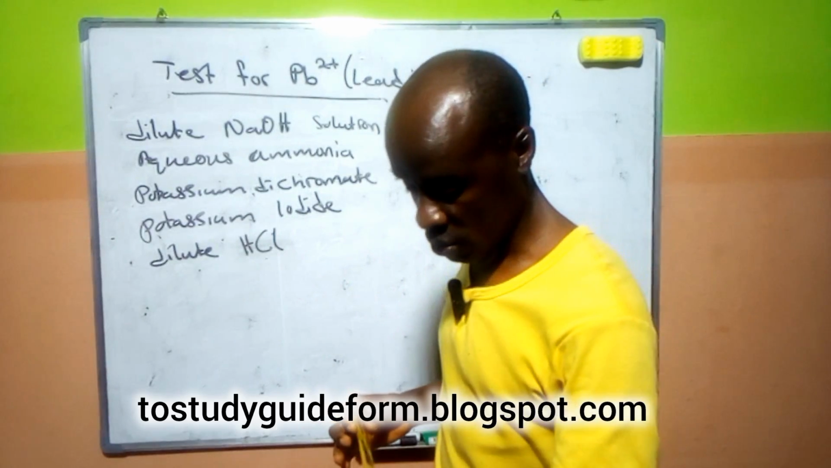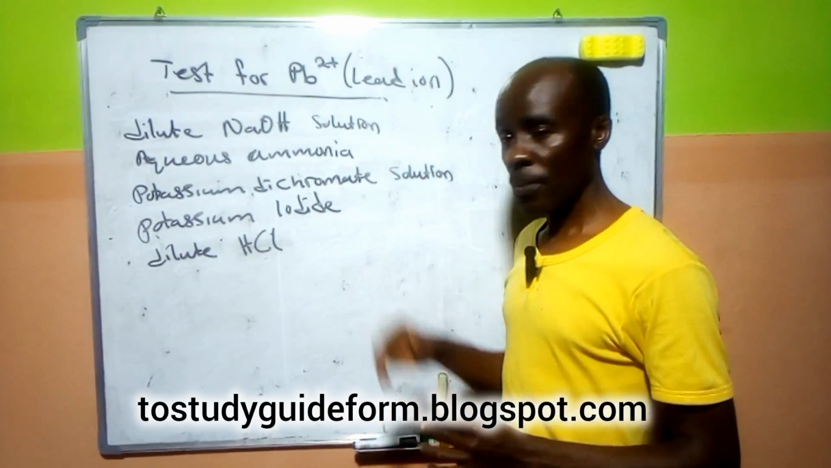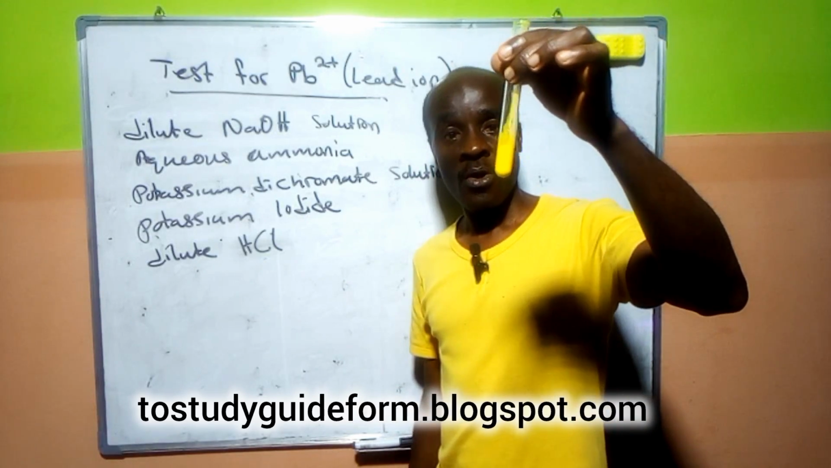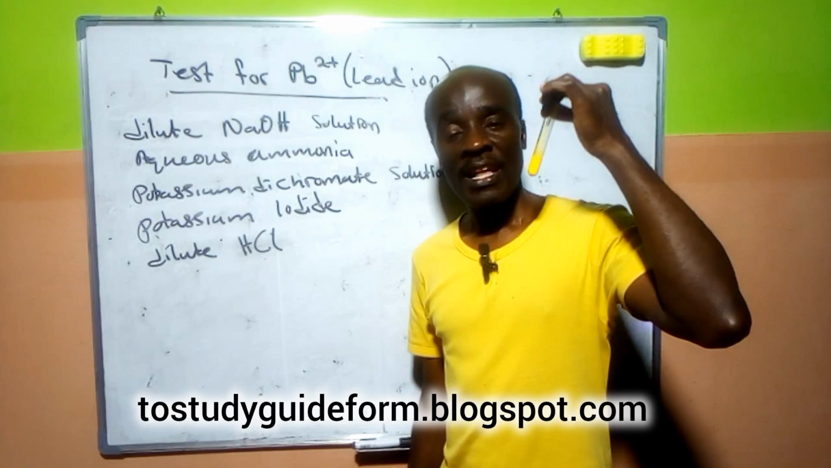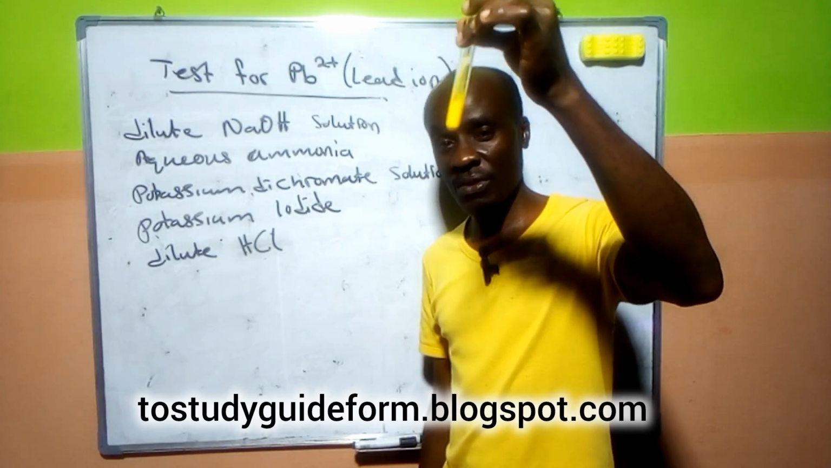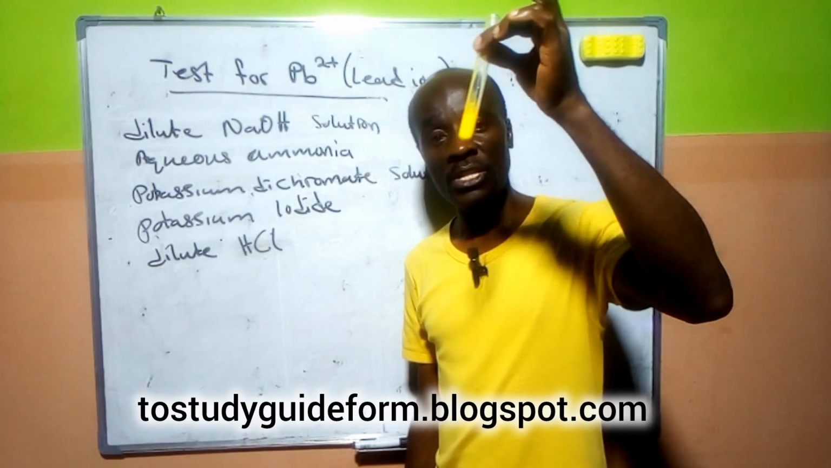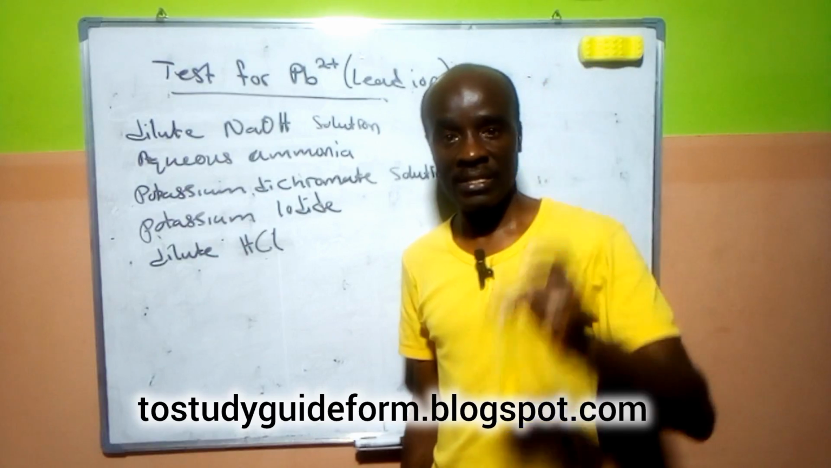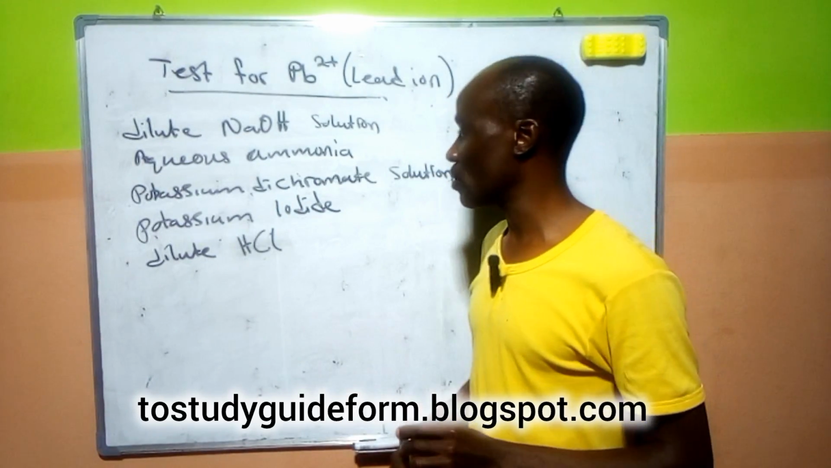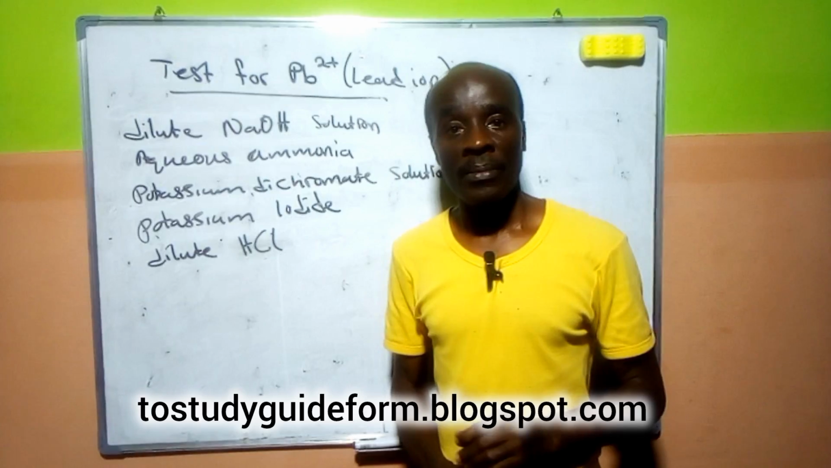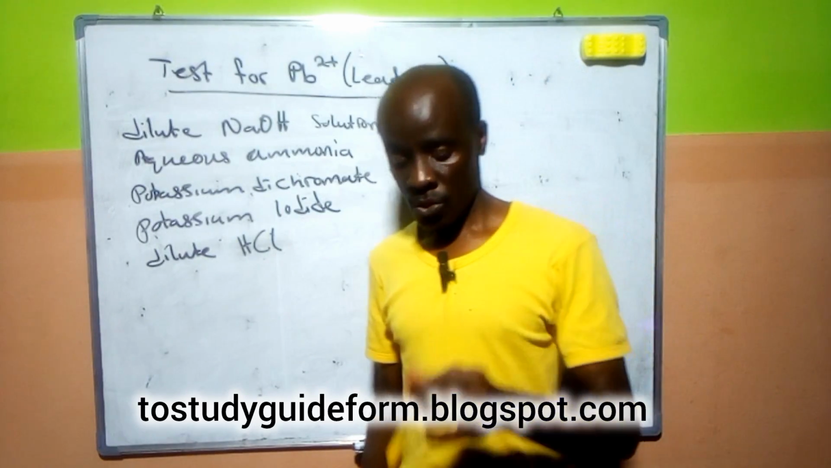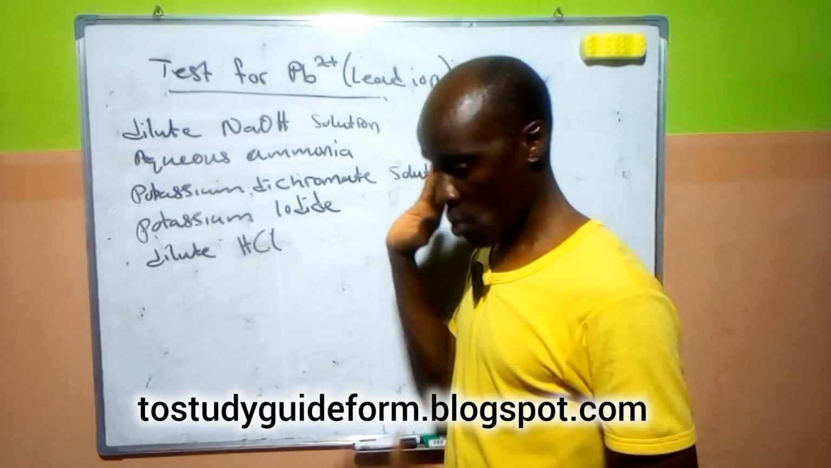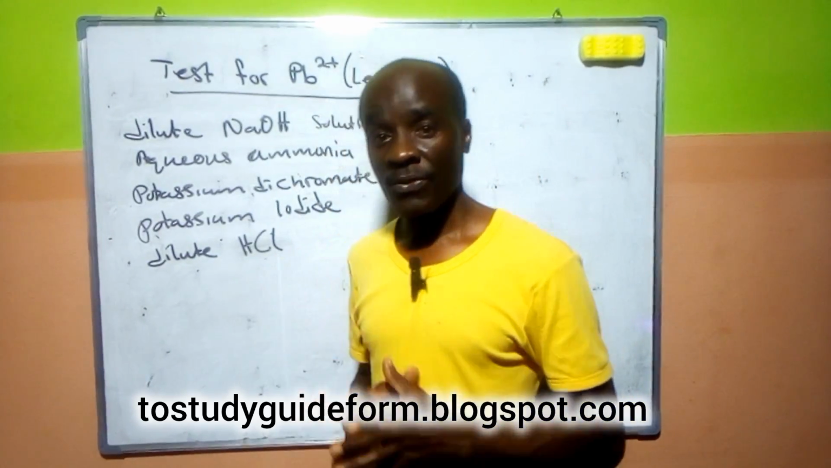These two tests with these two reagents are one of the major methods of identifying lead ion. Note very well, look at the color, it's giving us yellow precipitates. This is yellow precipitate of lead iodide. The other yellow precipitate we have is yellow precipitate of lead dichromate. So this is the test that you will also have in mind whenever you're doing tests for lead ion.